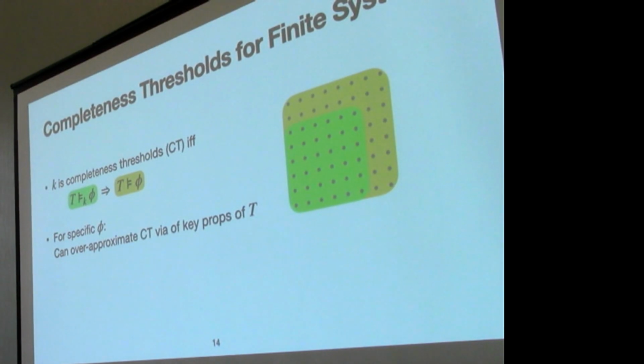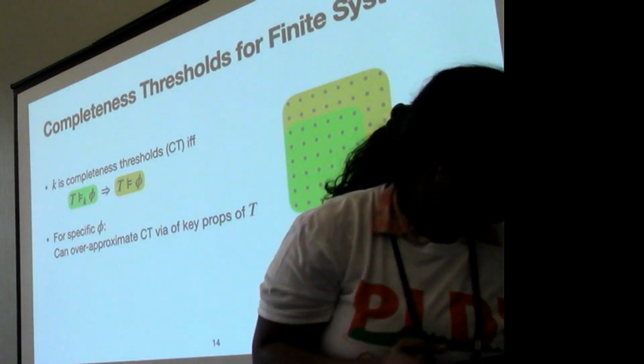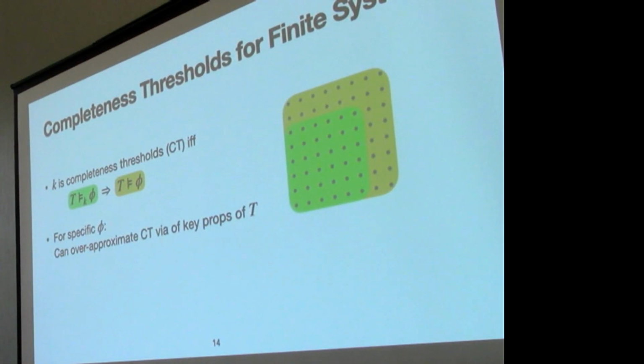concept of completeness thresholds. And in this context, a completeness threshold is a number k with the property that if we know that the formula phi that we want to check holds for every path prefix up to this length k, then we also know that phi holds for the entire transition system. And in general, it's extremely difficult to come up with such a minimal k.